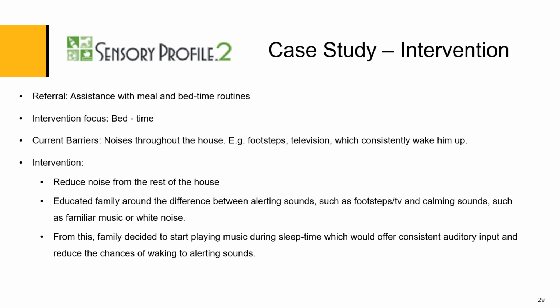So the second intervention was focused around that bedtime routine. The current barriers that were noted were the noises frequently throughout the house at night time, such as the footsteps and the television, which tended to wake him up constantly and really disrupt that sleep routine. The interventions were just overall reduction in noise from the rest of the house, such as turning the television down and just being conscious of walking near to his room.